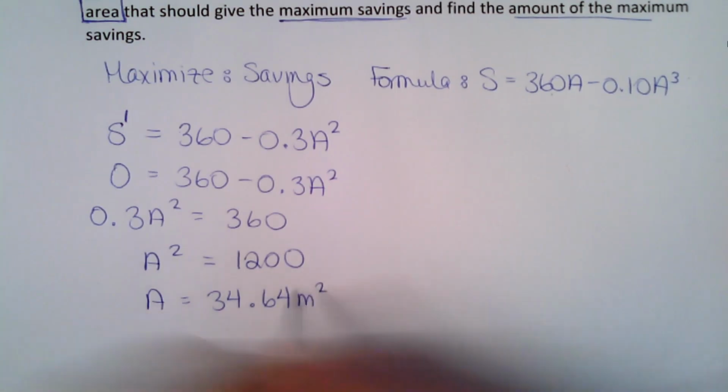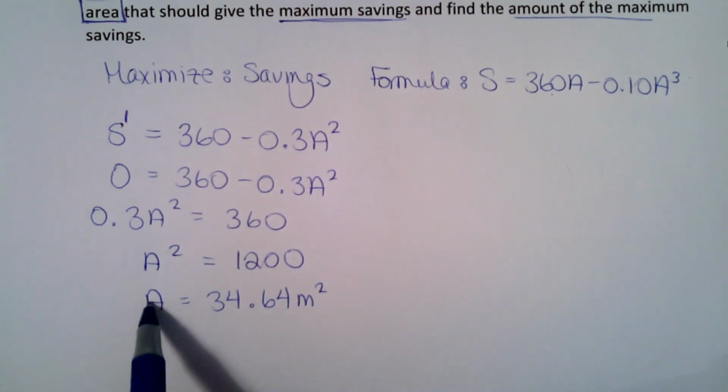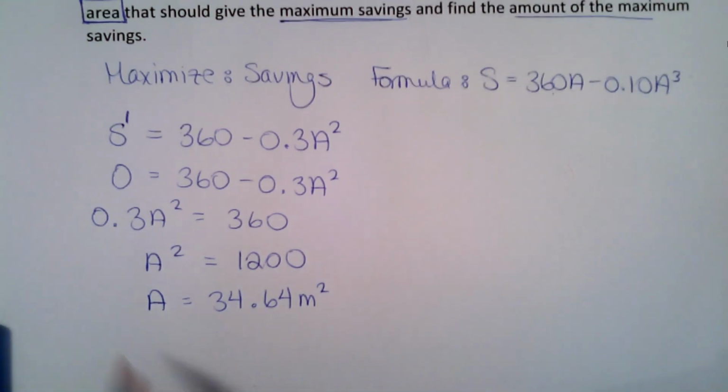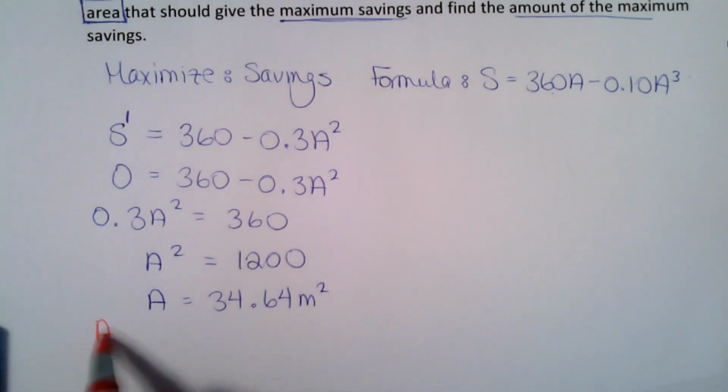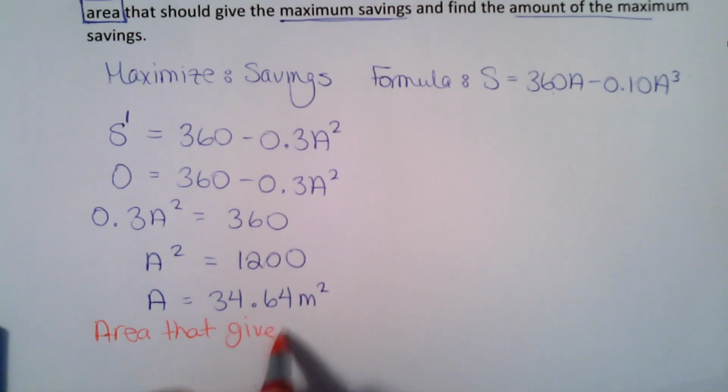Alright, don't need to worry about plus minus here since it's an area. It should always be positive. So according to this, the savings will be at a maximum when the area is 34.64 square meters. So that is the area that yields the maximum. Area that gives max savings.